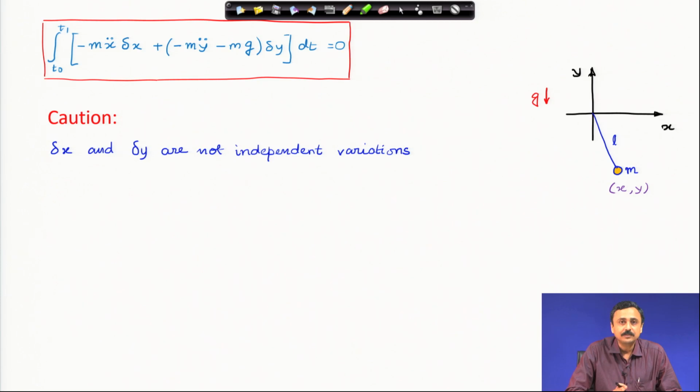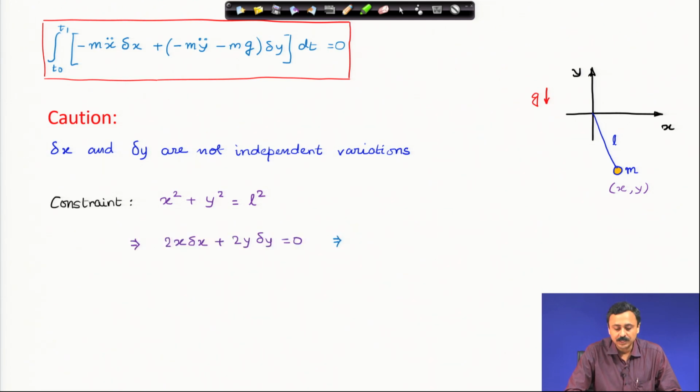We do not have the liberty of saying that delta x and delta y are arbitrary. They are not independent variations, they are not independent virtual displacements, they are connected by the constraint. How are they connected by the constraint? If I take the variation of the constraint, this is what I will get, 2 times x delta x plus 2 times y delta y equal to 0. This is the connection between delta x and delta y, and that comes from our constraint.